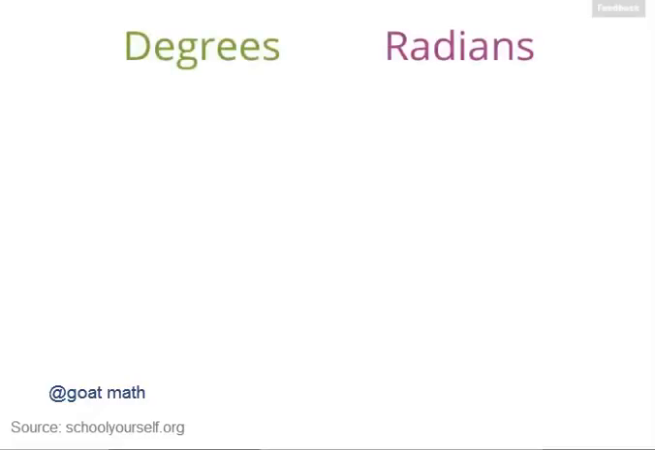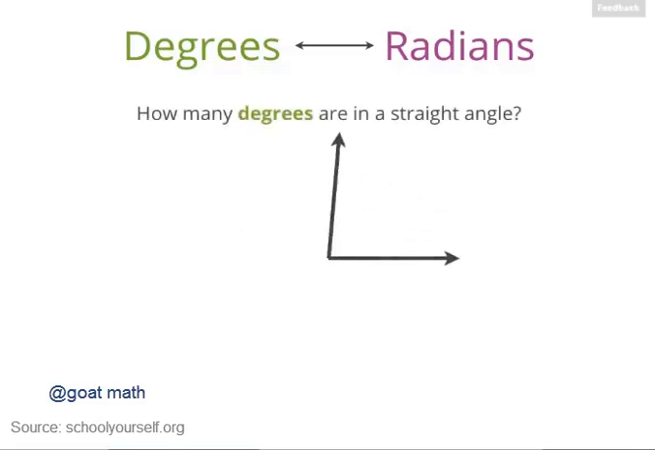The two units that are commonly used to measure angles are degrees and radians. Here, we'll find a way to convert angles back and forth between these two units. Let's look at degrees first. How many degrees are in a straight angle, like this angle here?